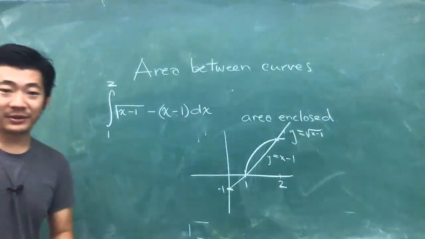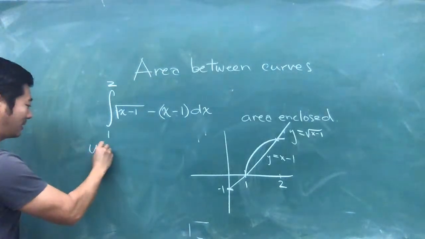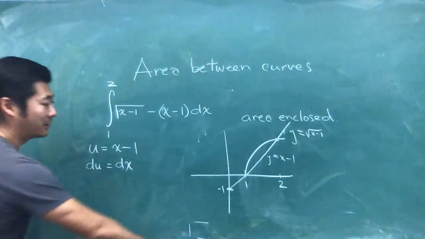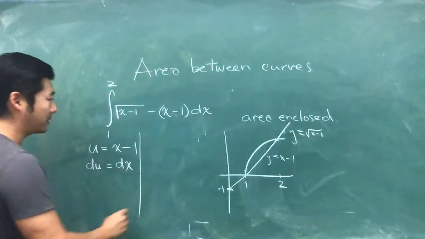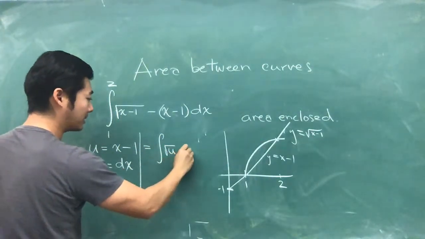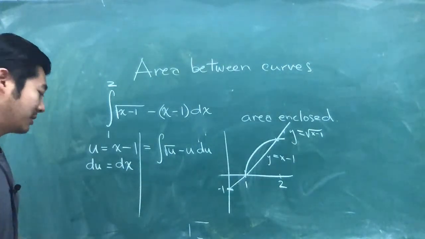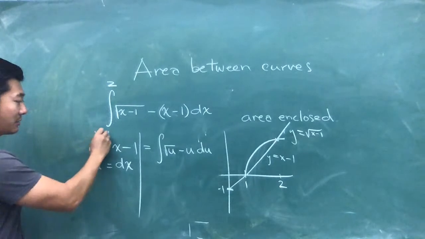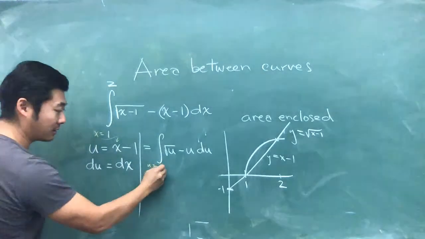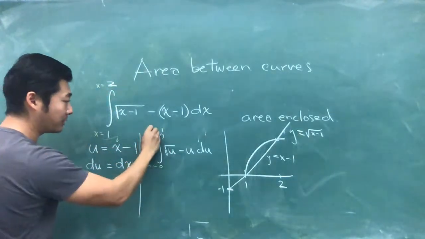So there's many ways to integrate this, but let's just do one way where it's u substitution. Let u equal x minus 1, then du is dx. And so when you do that, you get the square root of u minus u, du. Now let's review how to change the bounds when you do substitution, but that's pretty easy. This is x equals 1, so just plug this in here, and you get u equals 1 minus 1, which is 0. And when you plug in x equals 2, you get 2 minus 1 is 1, so u equals 1.